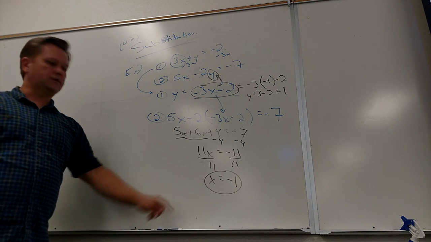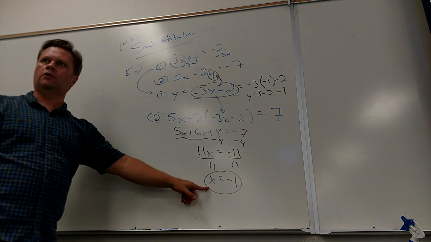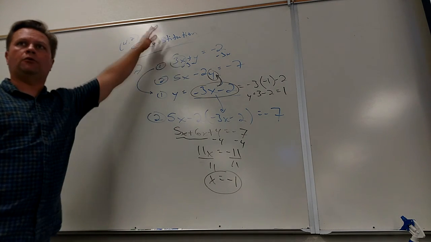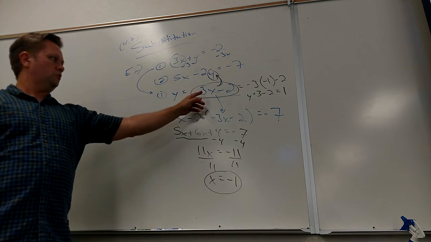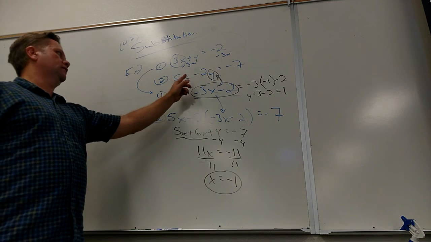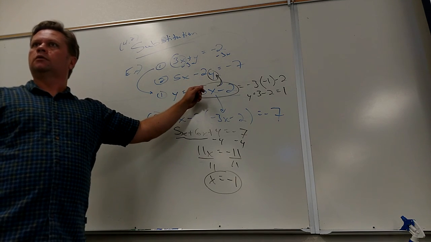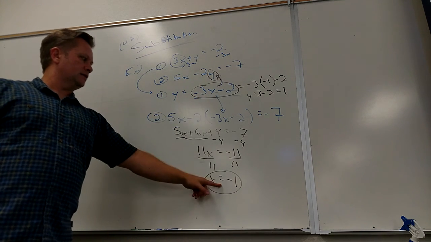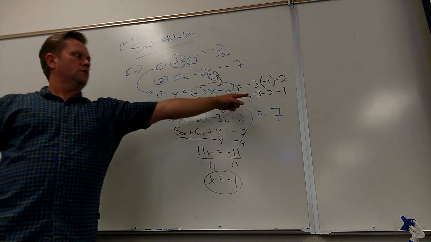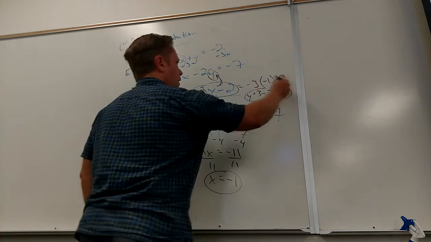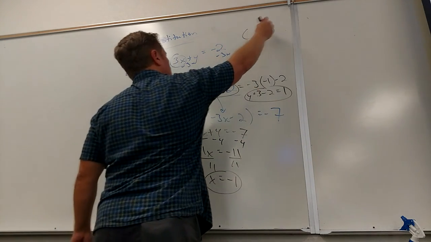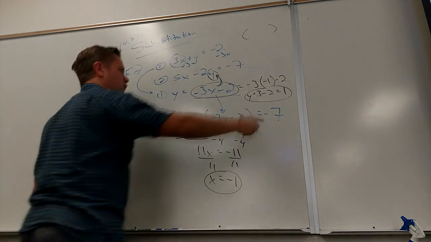Once I know one of the letters, I plug it into any equation I want to solve for y, but this is already solved for y. So plug it into this one. But if you plug it into this one, it should still work. So plug in for x. X is negative 1. Negative 3 times negative 1 is 3, minus 2 is 1. So my answer will be negative 1, 1.